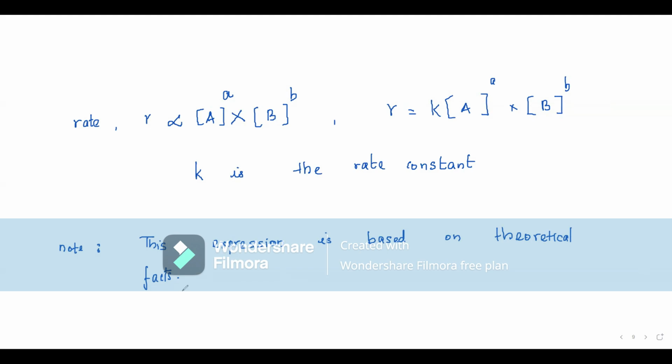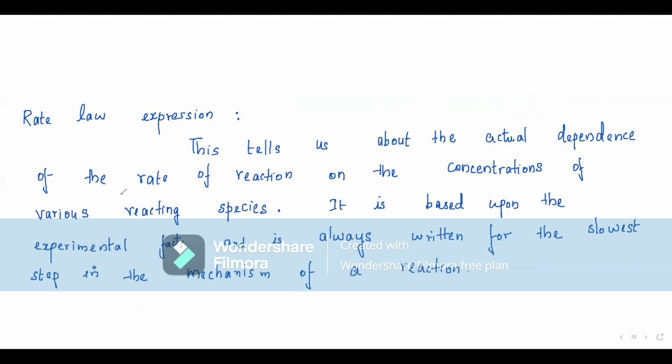All right. Now, this expression is based on theoretical facts that we know. I have already told you this is a theoretical way of finding out the rate of a reaction. So that's what we mean by this being based on theoretical facts. Now, is it always true? That was our question, right? Let us check.